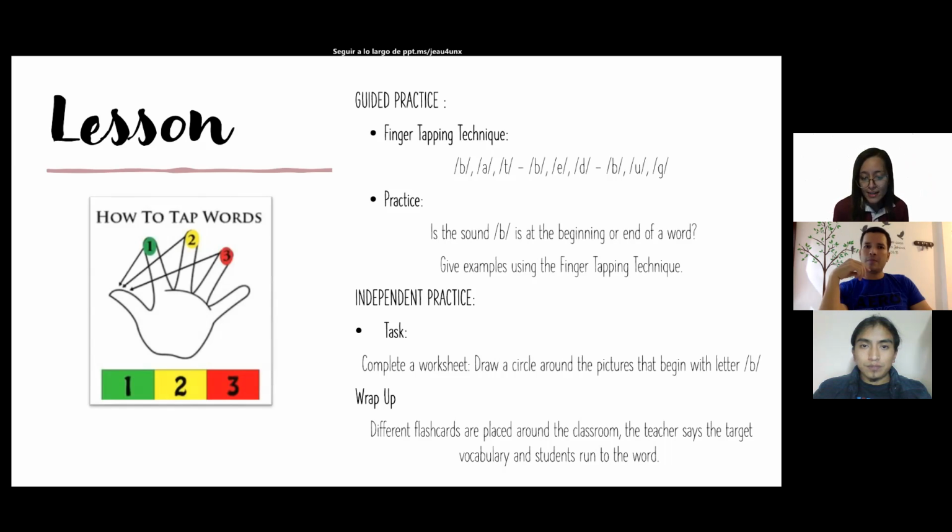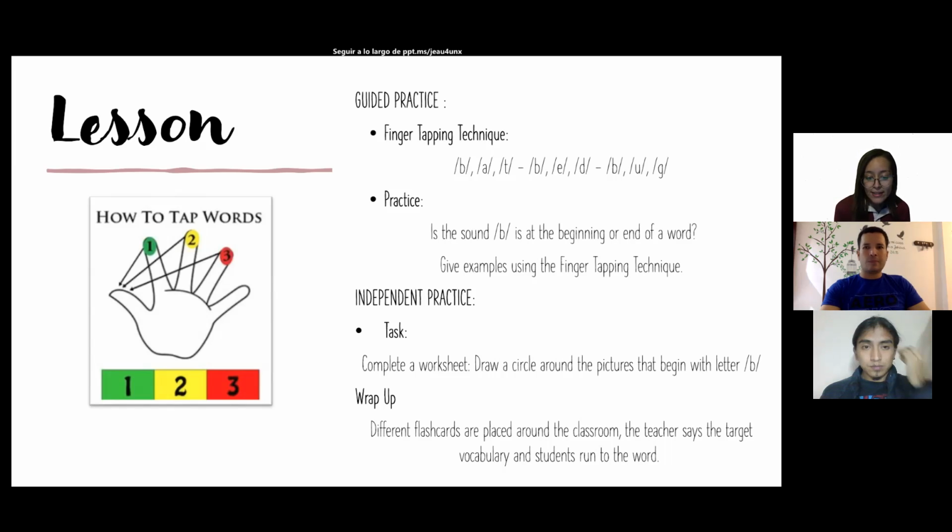Once familiarized with the technique, the teacher will ask if they heard the B at the beginning or at the end of a word. The teacher will use the technique to elicit the answer and will call out more examples if needed. Here, students can be active participants by deducing by themselves or also in pairs.